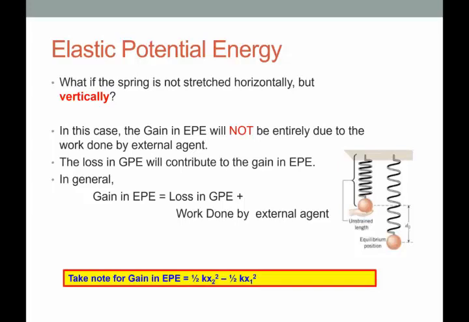Take note of the formula for the gain in the elastic potential energy. The work done is half k x2 squared minus half k x1 squared.